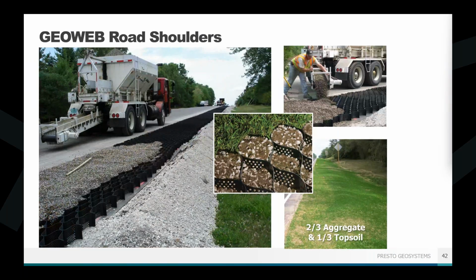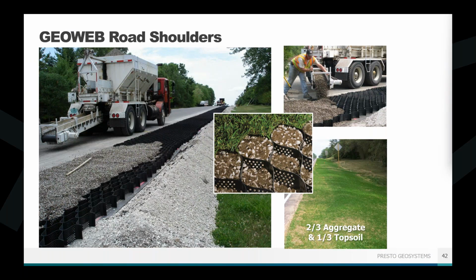So here's another application. This is actually slightly different, but it's for road shoulders. So the GEOWEB system can support all types of highway traffic loading. So anything from cars to semi trucks, emergency vehicles, that sort of thing. And so it actually makes an excellent choice for extending and stabilizing your road shoulders.